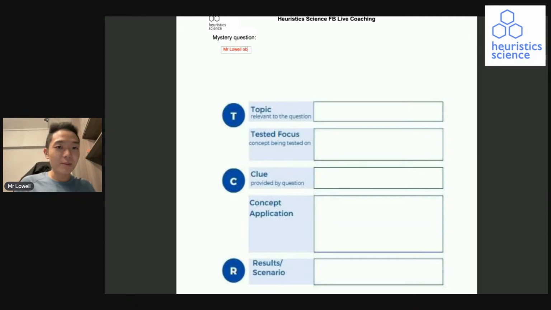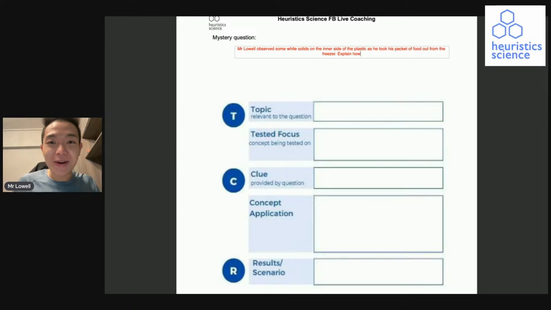Mr. Lowell observed some white solids on the inner side of the plastic of his plastic. Explain, as he took his packet of food out from the freezer. Explain how it is formed.